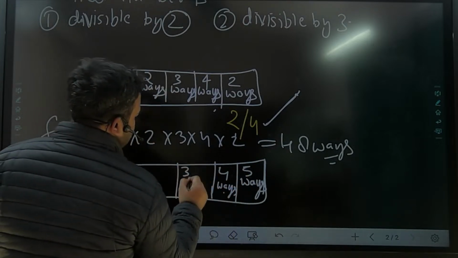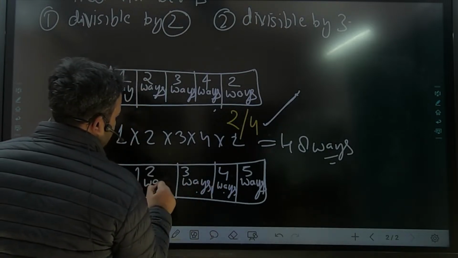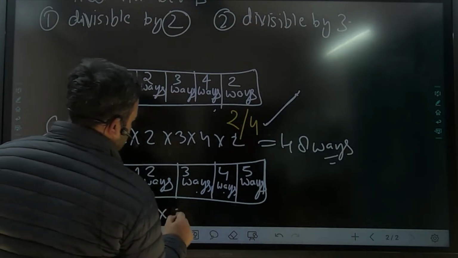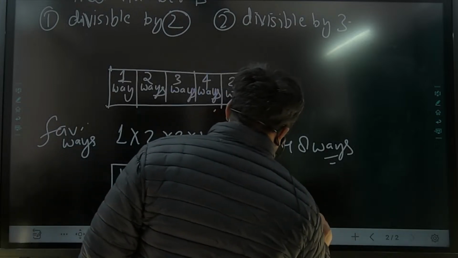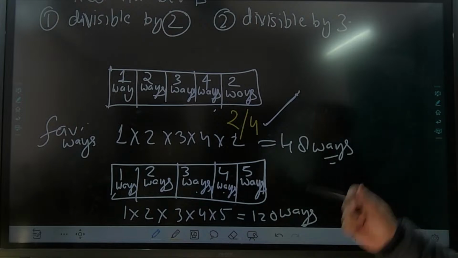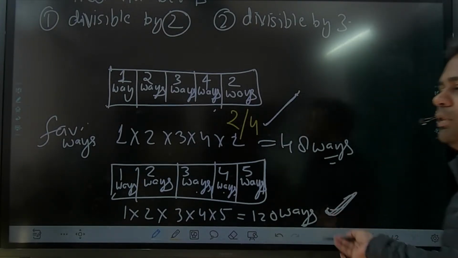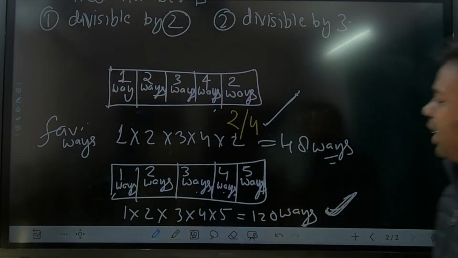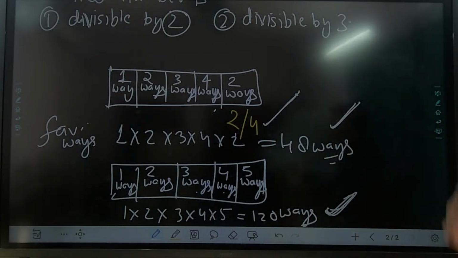Then you have 3 numbers left, so 3 ways to fill this. Then you have 2 ways. Then only 1 way. So the total number of ways: 1 into 2 into 3 into 4 into 5. That is 120 ways to create a 5-digit number, irrespective of whether it is divisible by 2 or not. So these are the total possible cases. You can take it as the sample space also. These are the total numbers in the sample space which can make a 5-digit number. But out of this, only 48 ways will make the number divisible by 2.